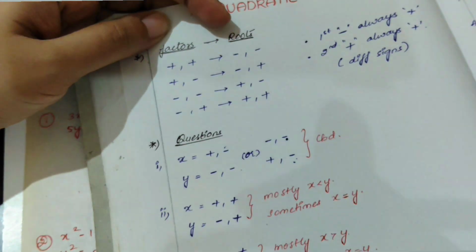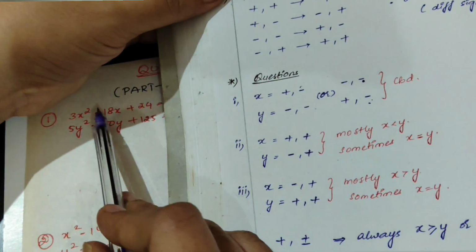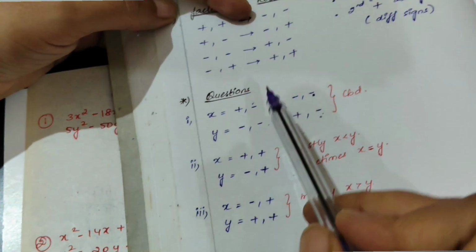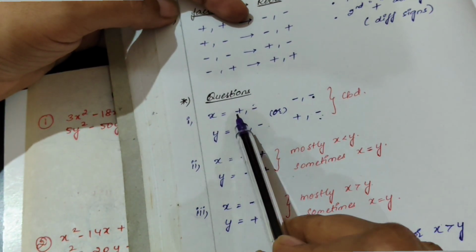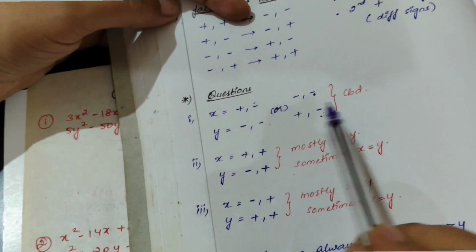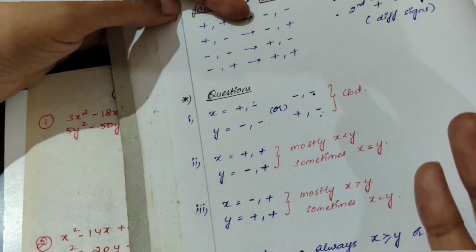Second is the question. Now see, some rules are there. For example, here minus is there, plus is there. In the same way, if you find x and y in these signs, like x plus or minus, or y minus and minus, it will always end up as cannot be determined. CBD means cannot be determined. None of this type.